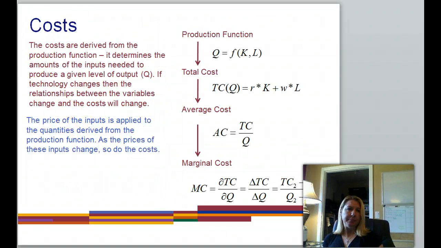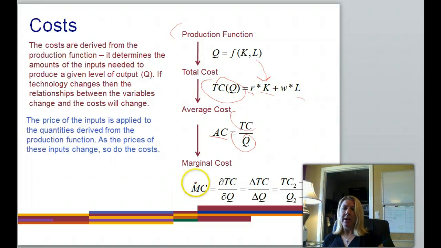So on our next slide, we can do the same type of thing that we did for revenues. We start off with the production function up here, Q is equal to F of K and L. We derive our total cost function, which is a function of the amounts of K and L that we use, derived directly from the production function, times their respective prices. From that we can then define the average cost, and an average is simply the total divided by the quantity.